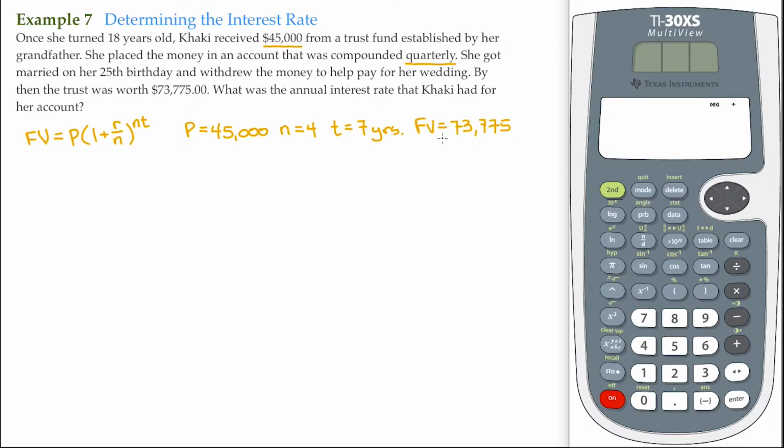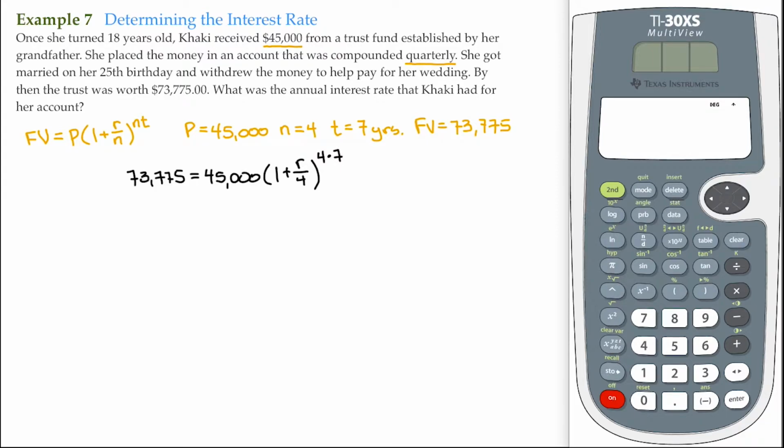So we have a future value, $73,775. That's equal to our principal, that's $45,000, times 1 plus the rate, which we don't know, that's what we're trying to find. This is the variable that we're solving for. Divided by the number of compounds and number of pay periods, that's 4, it's quarterly. How many times per year does this rate affect this? 4 times. What is the length of the deposit? 7 years.